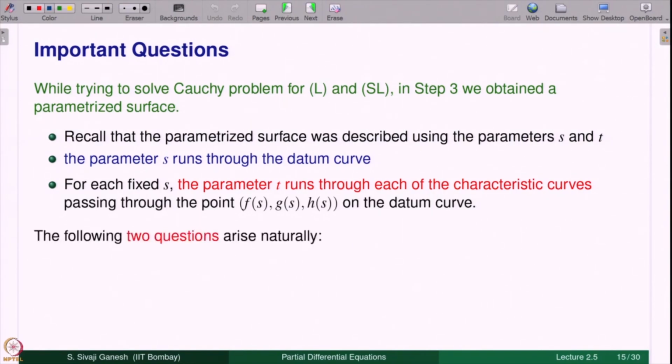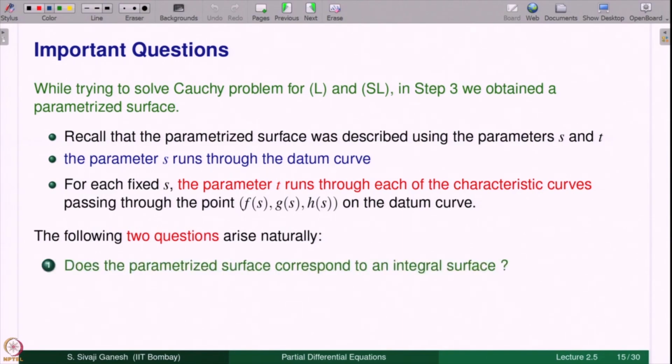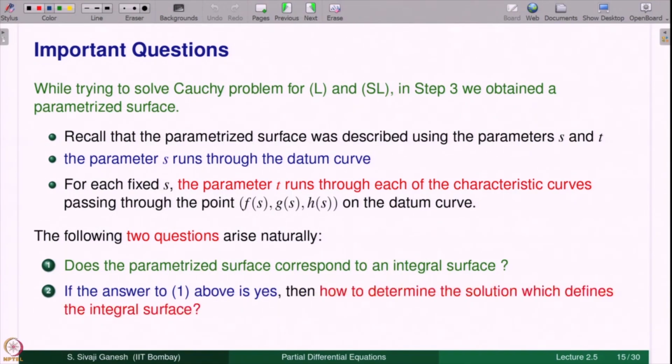Therefore, the following two questions arise naturally. Does the parameterized surface correspond to an integral surface? In other words, the question is z equal to u(x,y) where u is a solution to the PDE defined on some domain. If the answer is yes, then how to determine such a function? How to determine that solution which defines the integral surface?